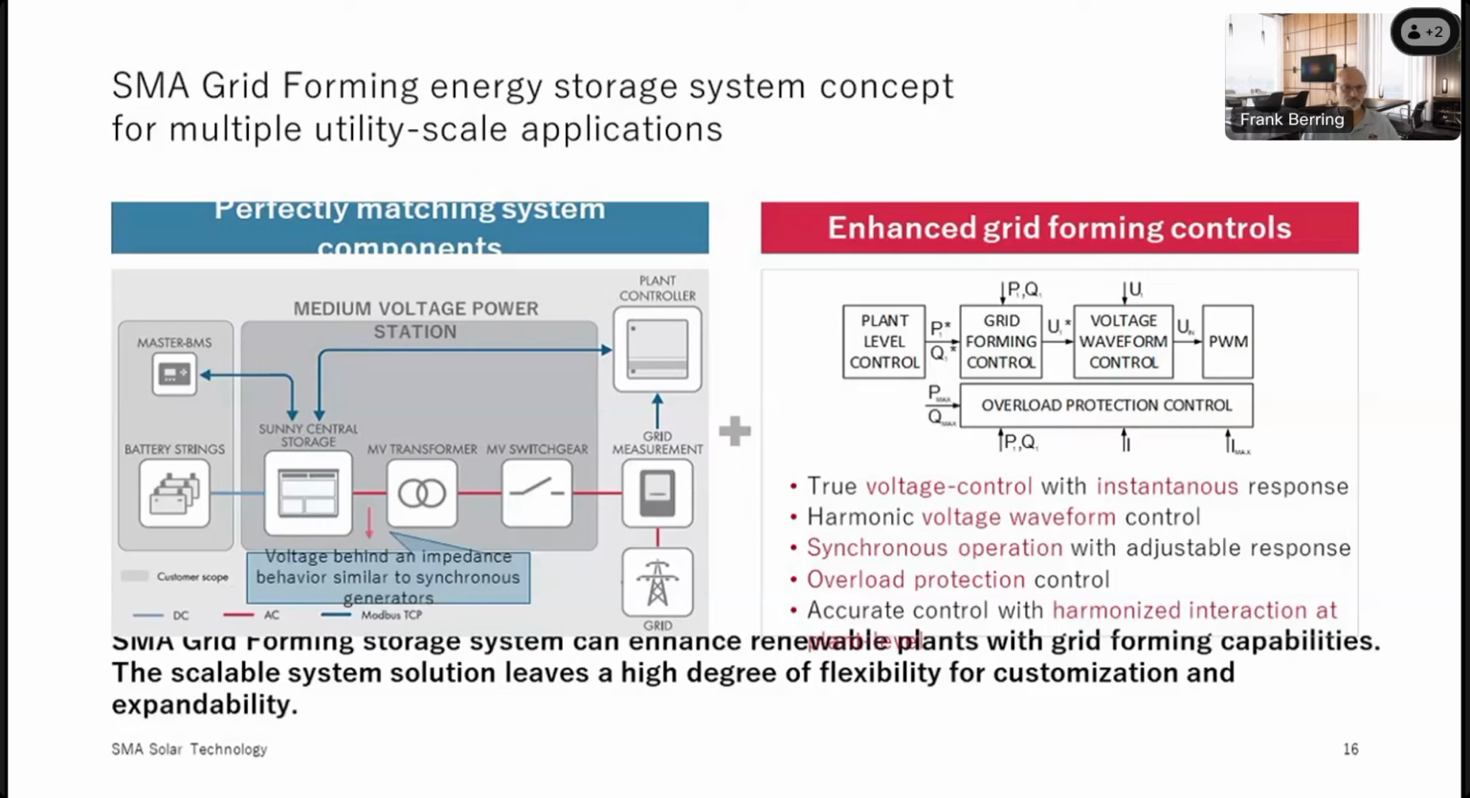Yeah, so of course, SMA's offering, when we look at the left side, our scope is the medium voltage power station. It's an inverter behind a transformer and including a switchgear. This is the dark gray box in the middle. It's a voltage behind an impedance, behavior similar to a synchronous generator. We talked about this. And when we look at these components, the majority of the hardware components are basically the same for PV and battery applications, regardless of whether it's grid following or grid forming, right?